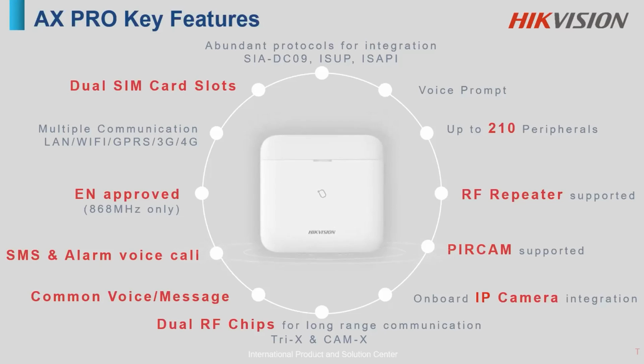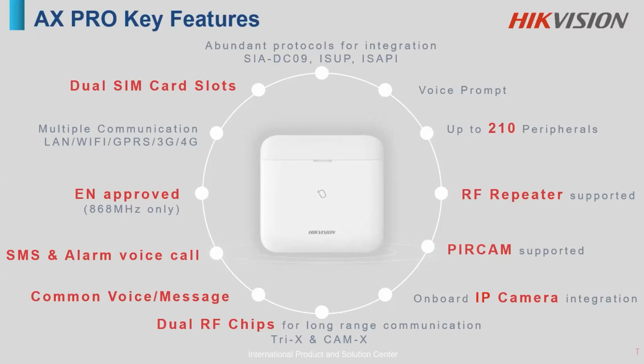Also, our alarm panels support onboard IP camera integration, which means if you have a CCTV system, you can directly integrate it with the alarm panel. You can also link the detectors to work together with cameras, and you can use the CCTV system for dual verification. We are also very careful about redundancy and performance. Therefore, we have included dual RF chips in our panels, which are able to handle long range communication. We have proprietary technologies called TriX and CamX, which we use to communicate with our peripherals.